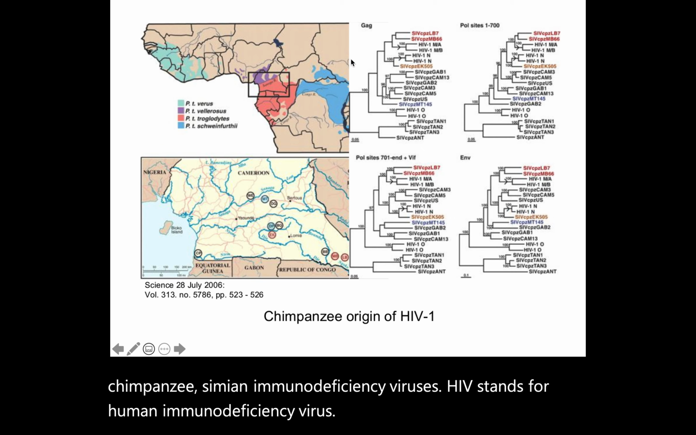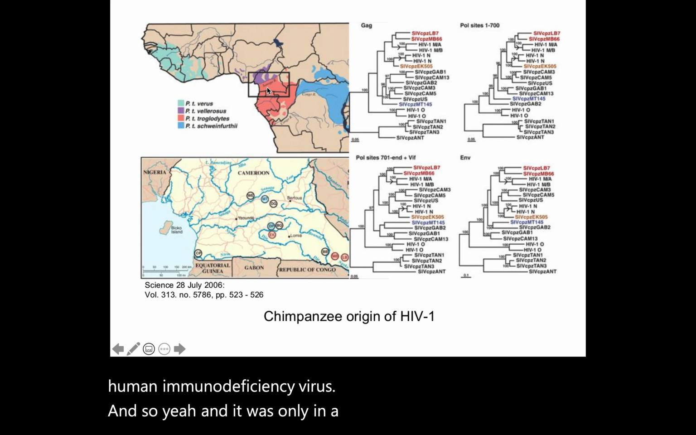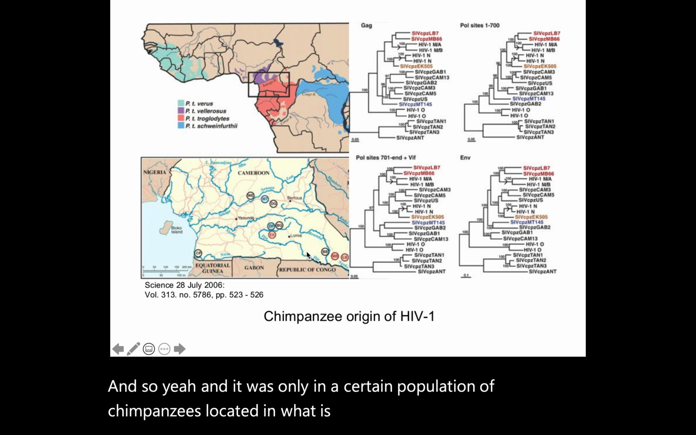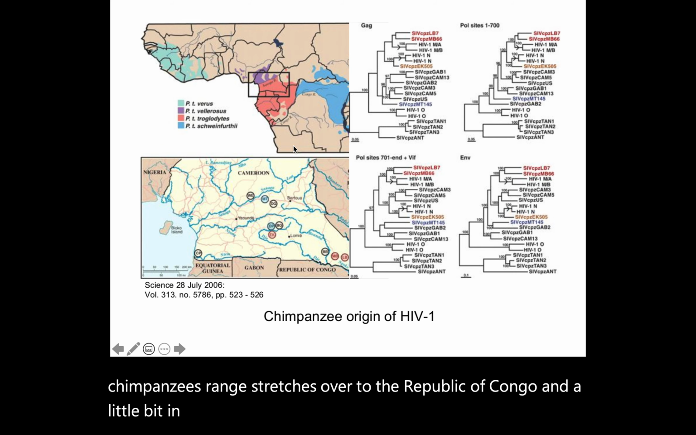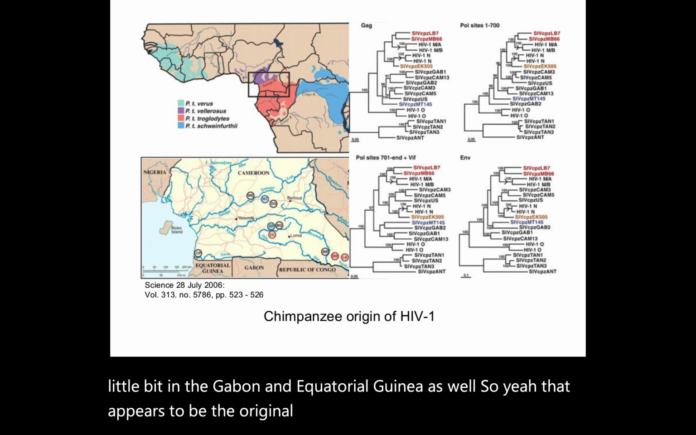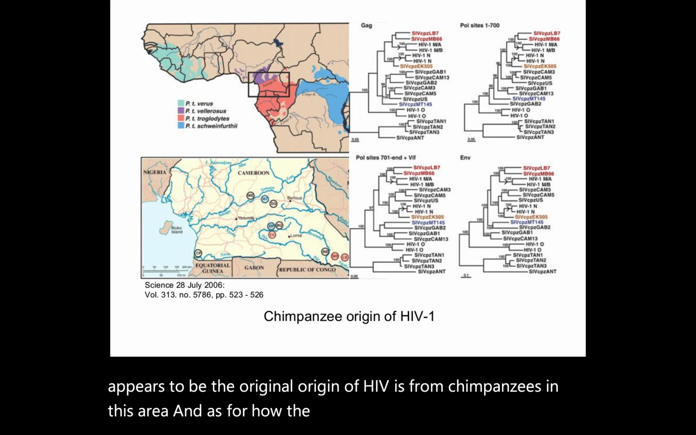So yeah, and it was only in a certain population of chimpanzees located in what is now Cameroon, and the chimpanzees' range stretches over to the Republic of Congo and a little bit in the Gabon and Equatorial Guinea as well. So yeah, that appears to be the original origin of HIV, is from chimpanzees in this area. And as for how the virus gets from chimpanzees into humans, we think this happened.